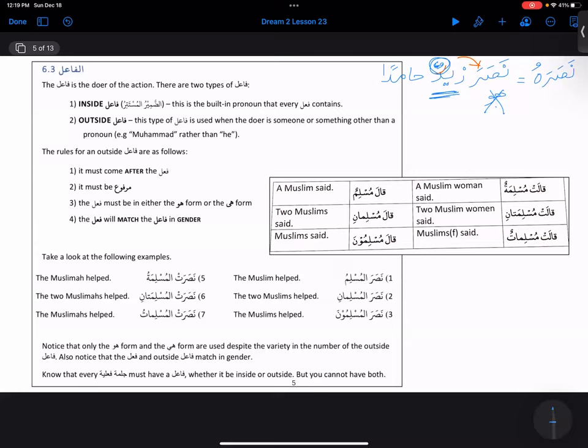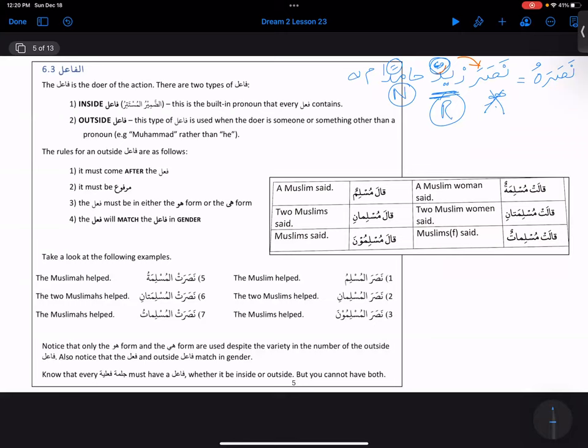How do I know this is Zaid helped, not Hamid helped? Because Nasara, less substatus. Exactly. So this is Rafa, right? And that this is Nasab, and that was our very few basic lessons, right? So alhamdulillah, now we are going to see them in action. So Zaid helped Hamid. So Hamid is basically mafulun bihi over here.